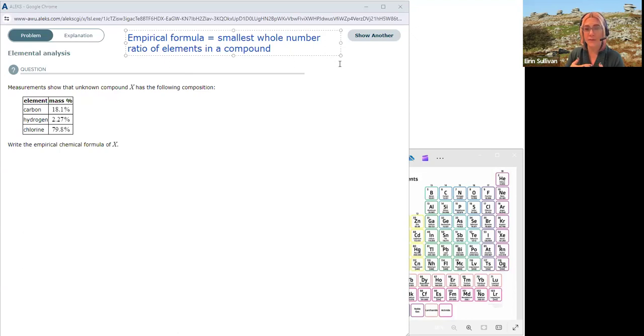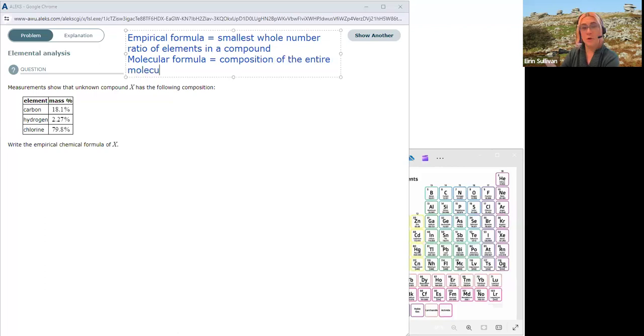When you have something that is molecular, so exists as discrete molecules, covalently bonded, sometimes the empirical formula is not the same as the molecular formula, because the molecular formula describes the entire compound, one entire molecule of the compound. So the molecular formula is the composition of the entire molecule. So 9 times out of 10, if people get confused on these kinds of questions, it's differentiating between what empirical formula is versus what molecular formula is.